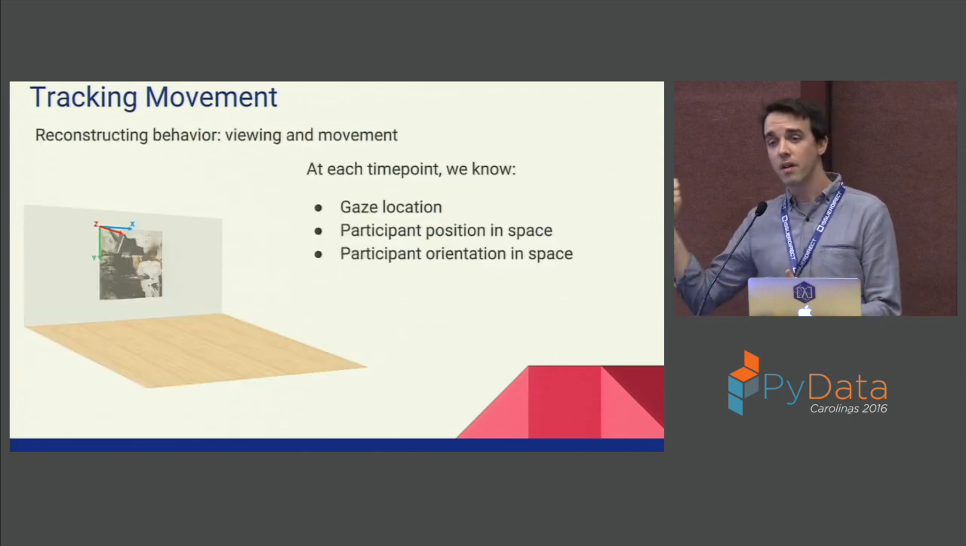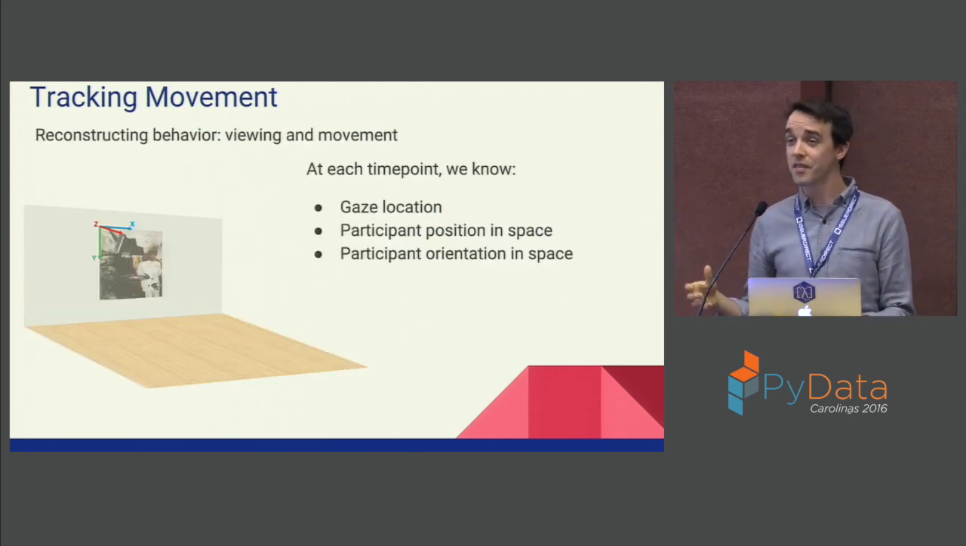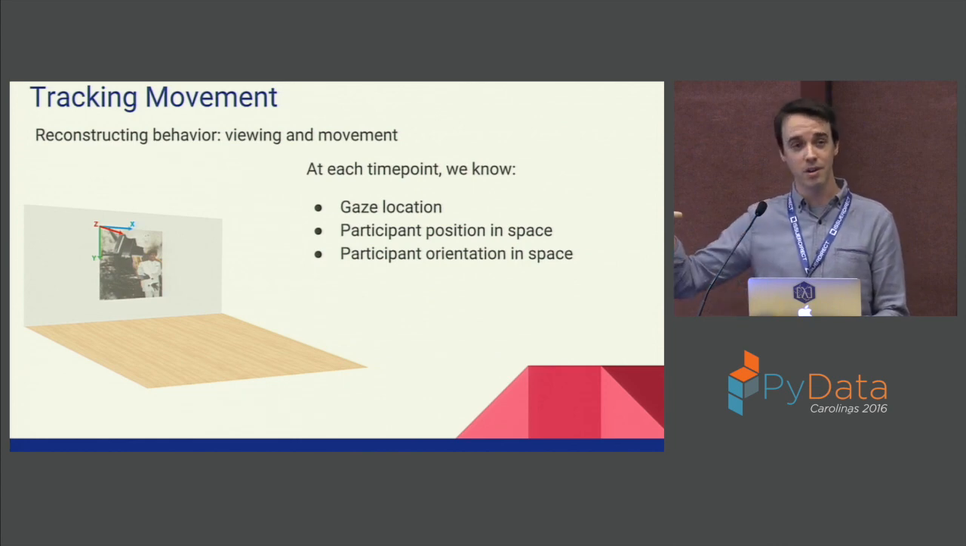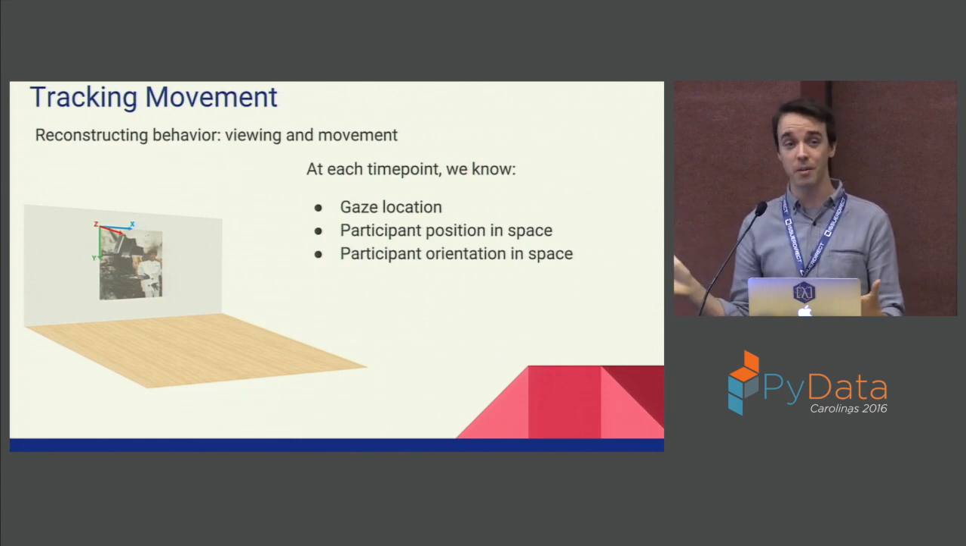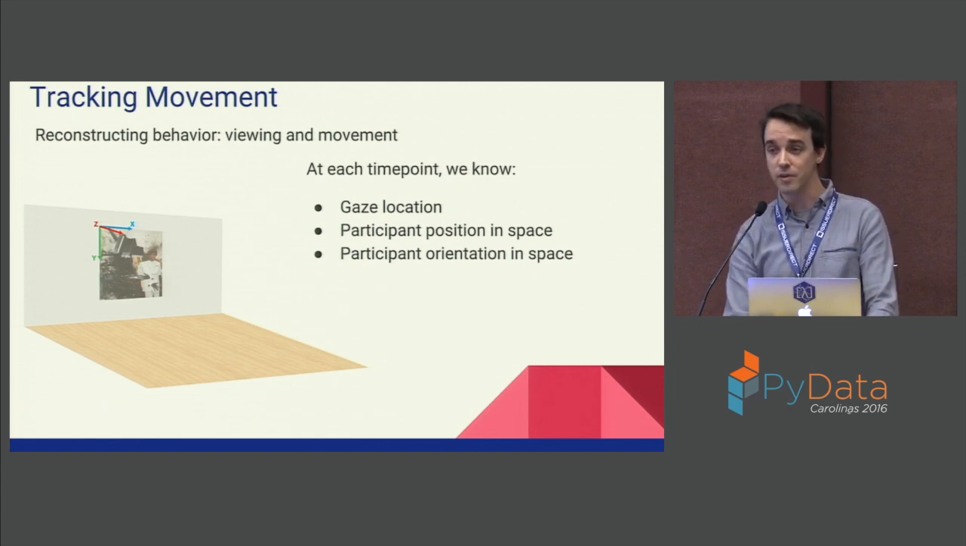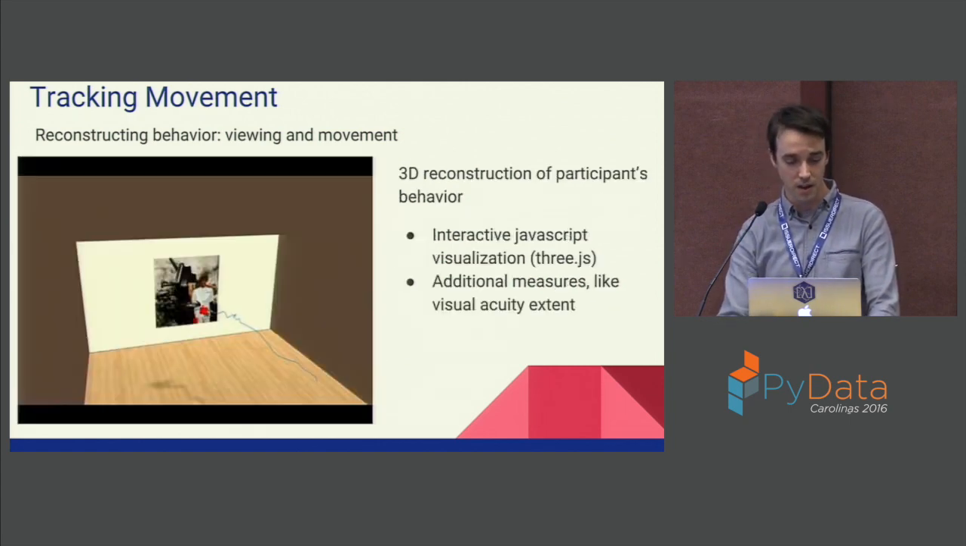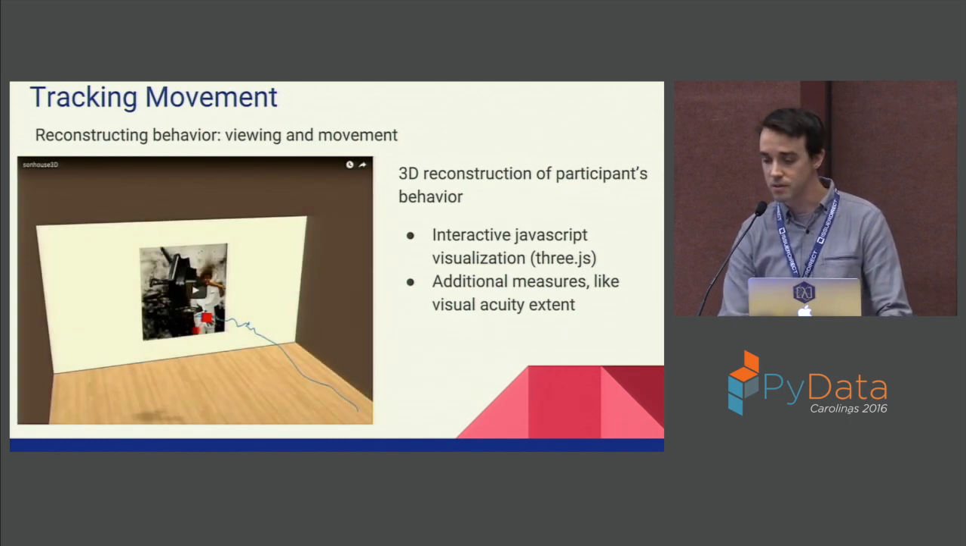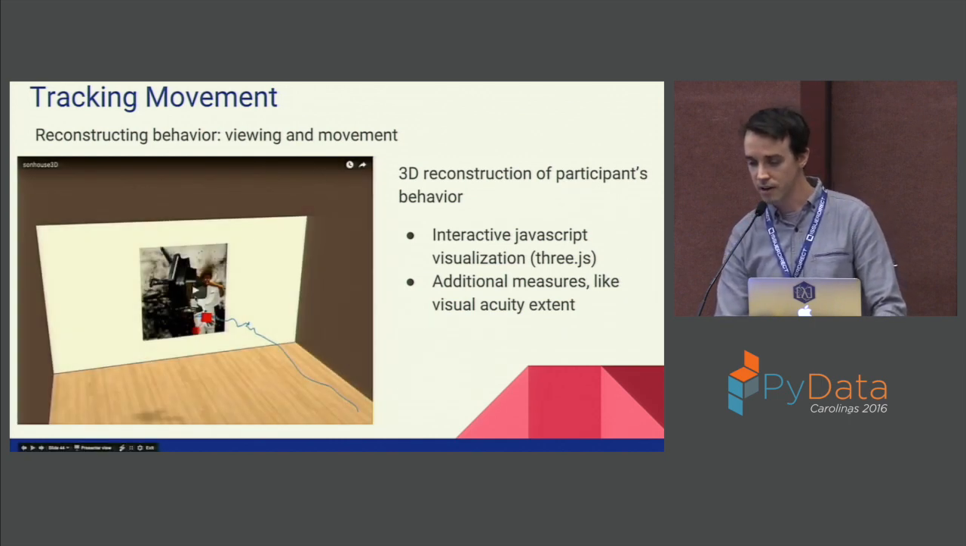So at this point, we know on every time point, every frame of the video, a lot of information about the person, what they were doing. We know where they were looking, we know where they were in space, and we know how they were oriented. So from this information, we can start to reconstruct the movement and viewing behavior throughout the experiment. Here's a movie where we do just that. Watch me try to not break it.